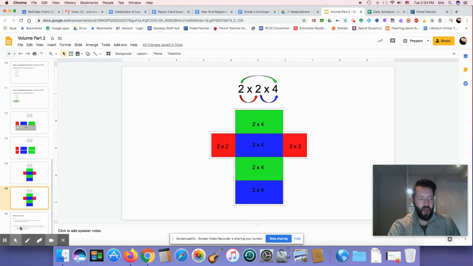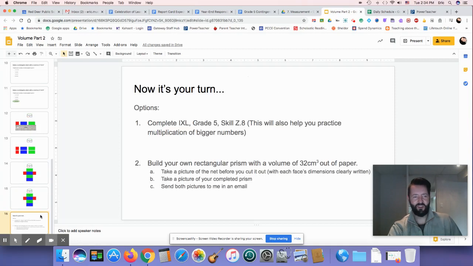So that's our two outcomes for today, calculating the volume and building a rectangular prism with a given volume. So now it's your turn. Actually, I'm going to give you a couple of options to do today. You don't have to do both of these. You can choose one or the other, all right?